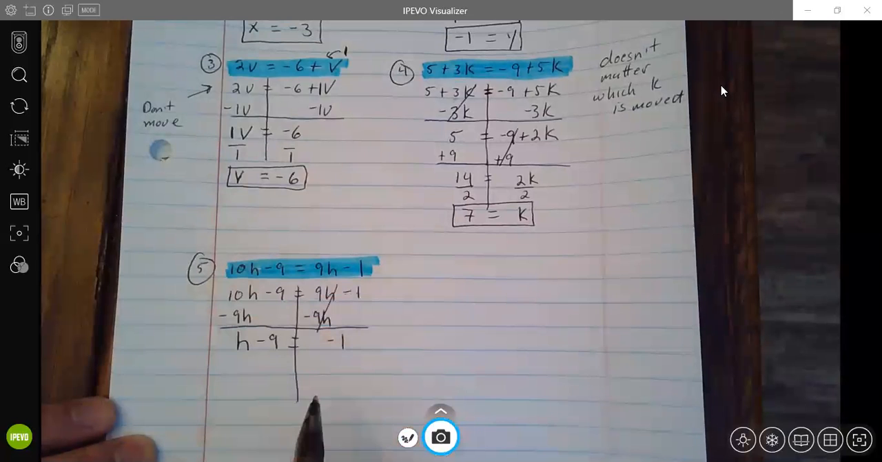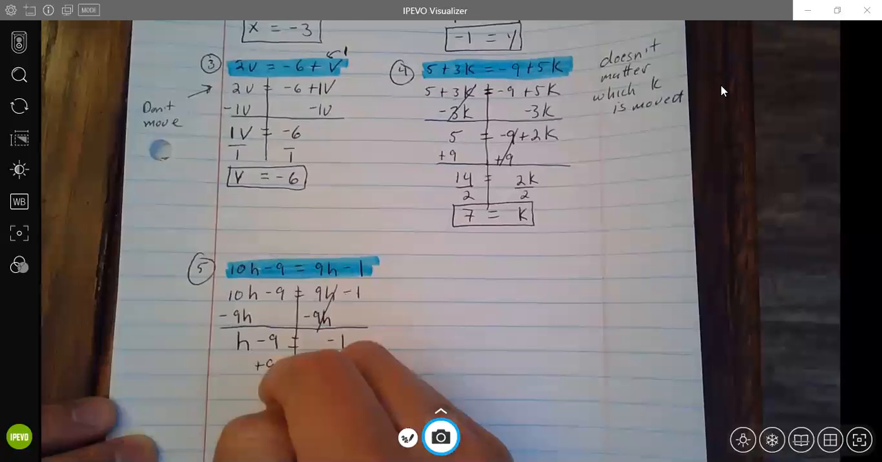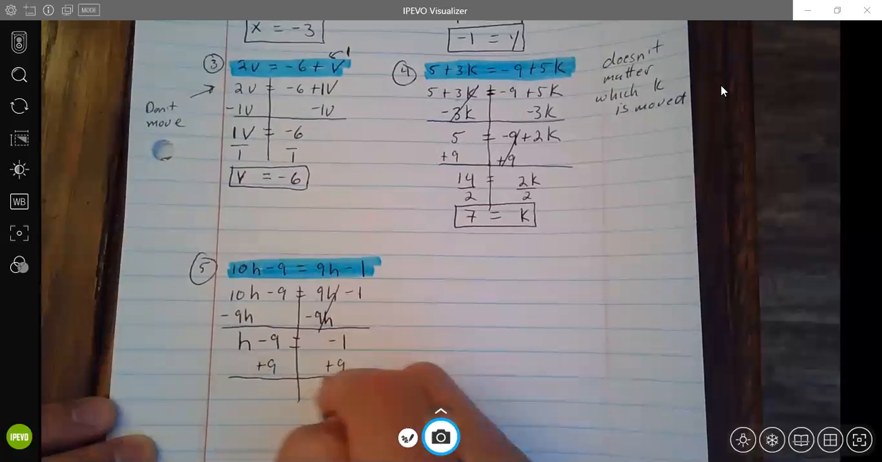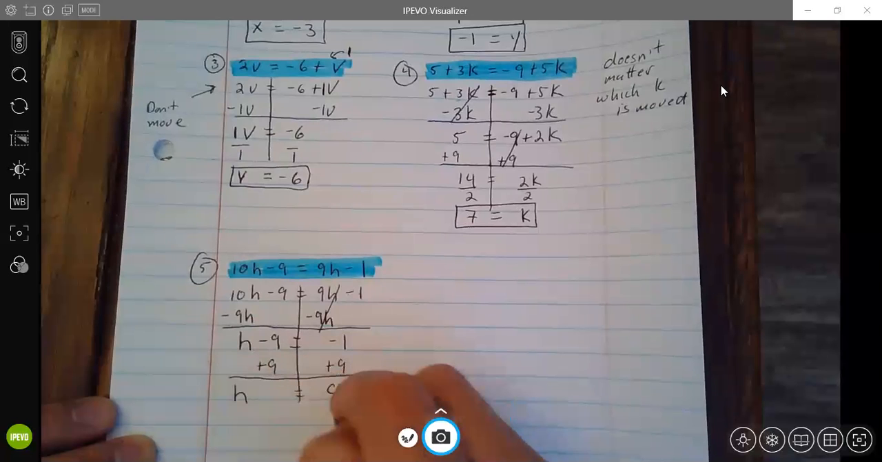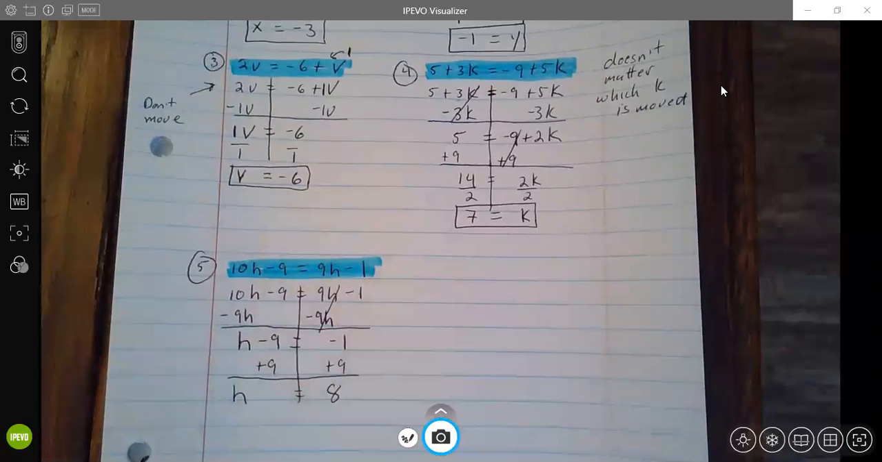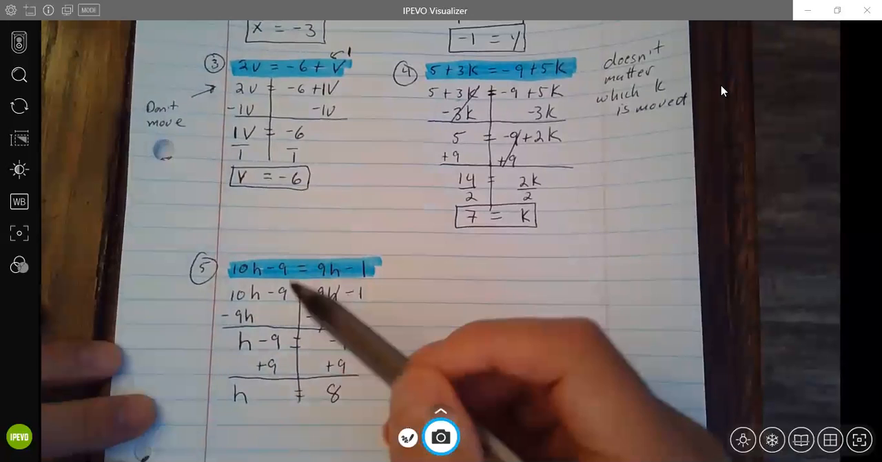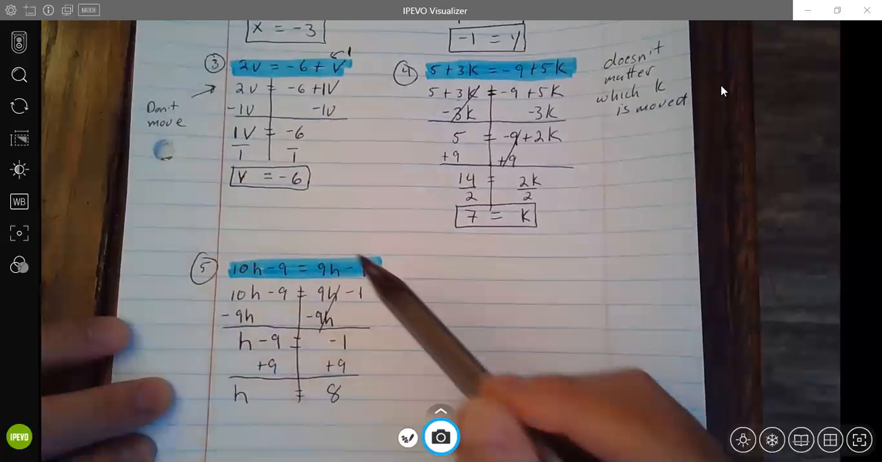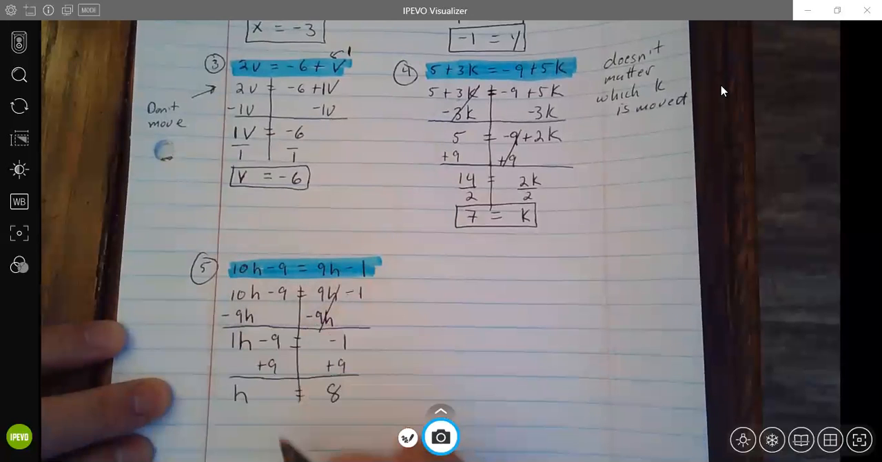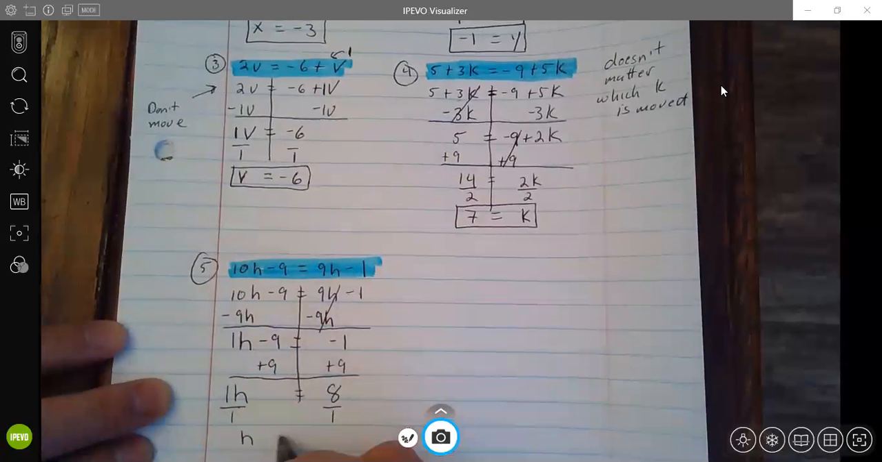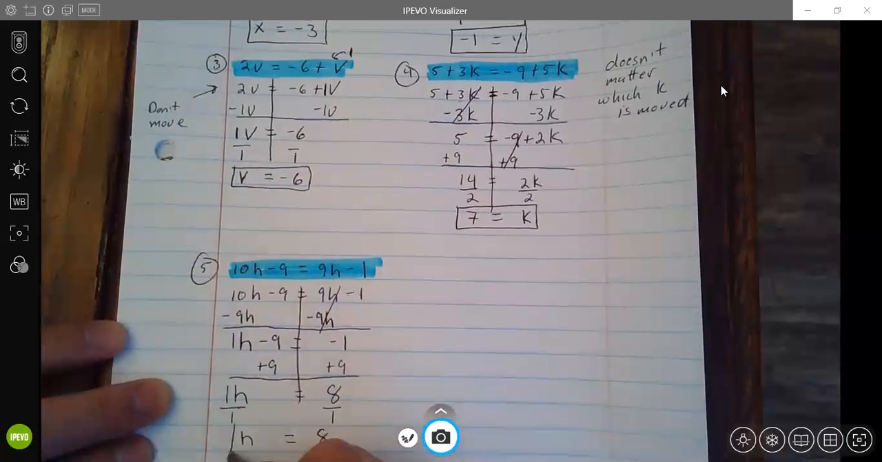Okay, so I'm going to add 9 to both sides. And I have here h equals 8. So h equals 8. And again, if you like to write the 1, 10 minus 9 is 1h. I would bring down the 1h. And if I divide by that 1, I still get the same thing. h equals 8.